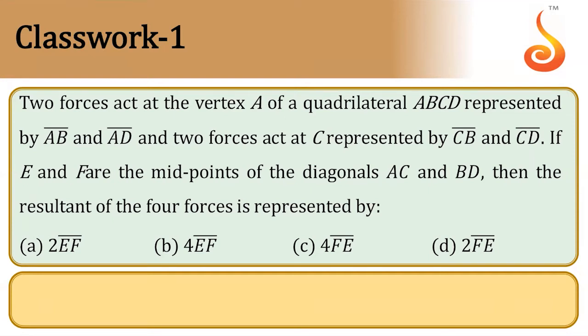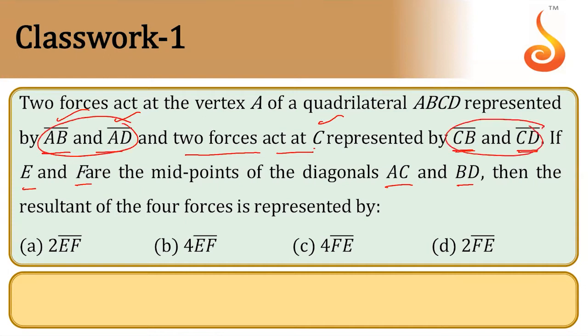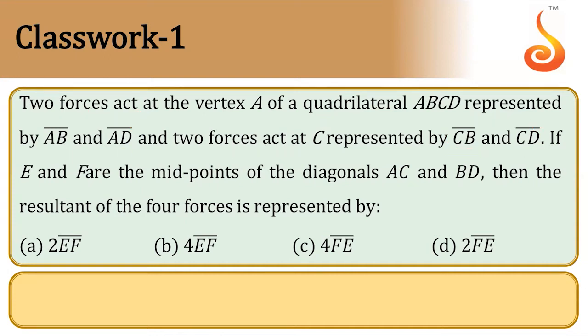Two forces act at a point A of a quadrilateral ABCD, represented by vectors AB and AD, and two forces act at a point C, represented by CB and CD. If E and F are midpoints of the diagonals AC and BD, then find the resultant of the four forces. That means the resultant is the sum of these two plus the sum of these two. They are asking in terms of EF.